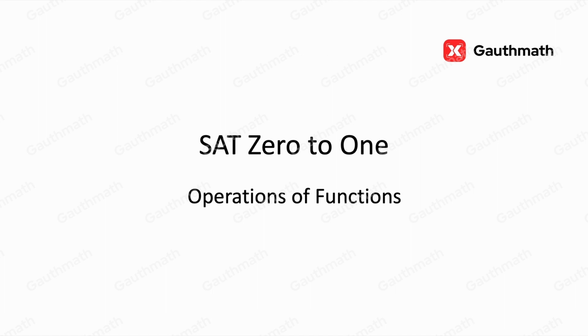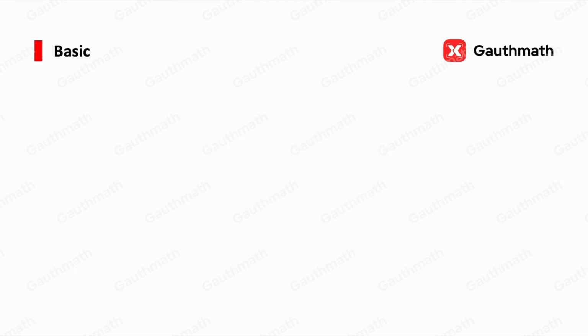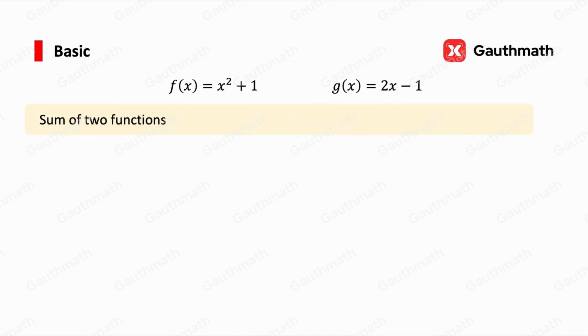In this lesson, we are going to talk about operations of functions. So there are four basic calculations for a function. Suppose we have two functions. The first one, f(x) equals x squared plus 1. And the second one, g(x) equals 2x minus 1. So the sum of the two functions, (f plus g)(x), is f(x) plus g(x). So that is x squared plus 1 plus 2x minus 1.